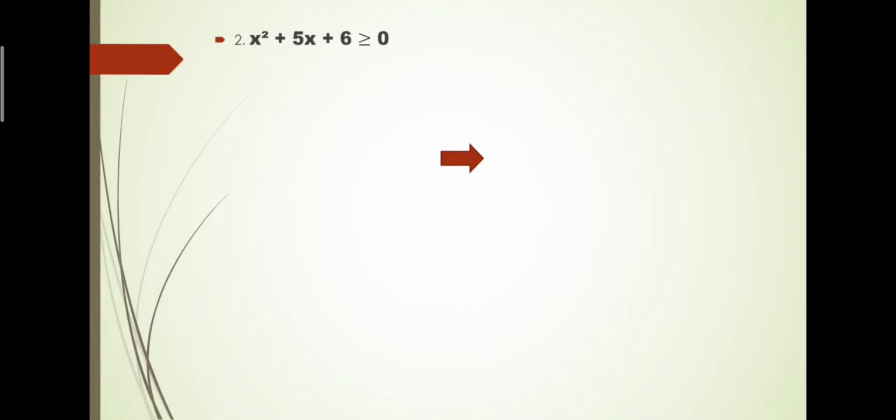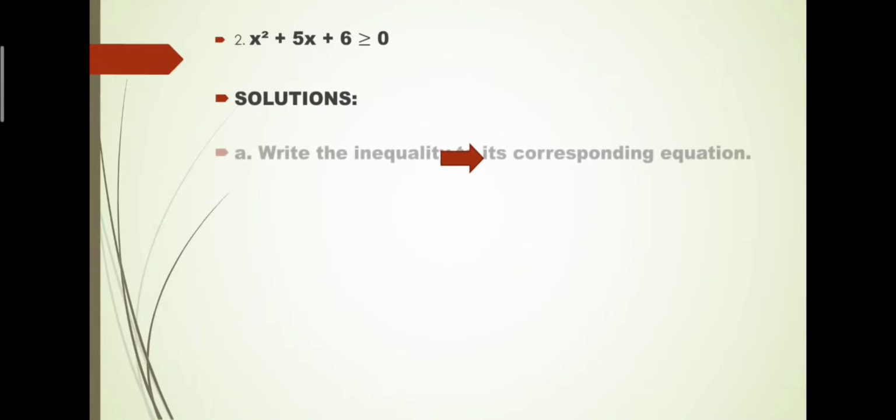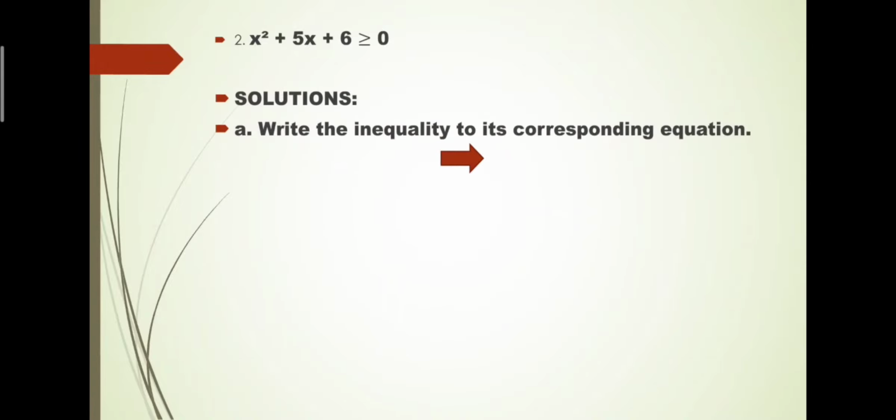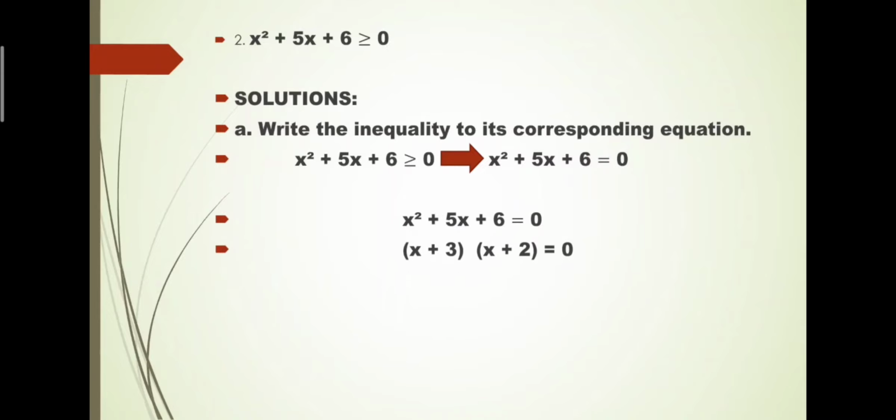x squared plus 5x plus 6 is greater than or equal to 0. So, first is we are going to write the inequality to its corresponding equation. We will change lang the inequality sign to equal sign. So, x squared plus 5x plus 6 is equal to 0. Then, find the factor. So, the factors are positive 3 and positive 2, diba? Kasi positive 3 times positive 2 is equal to positive 6. Then, if we add natin, positive 3 plus positive 2 is equal to positive 5.